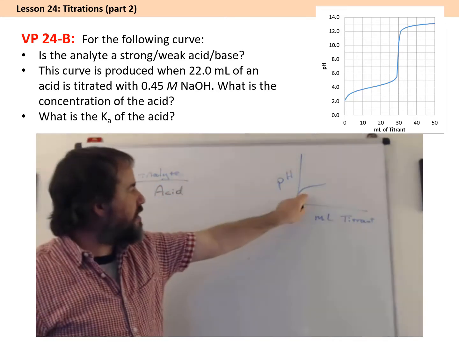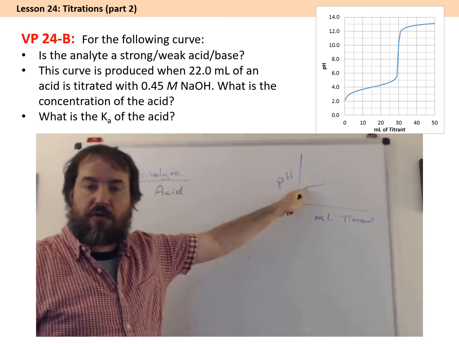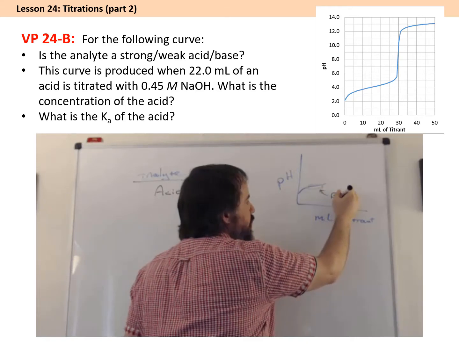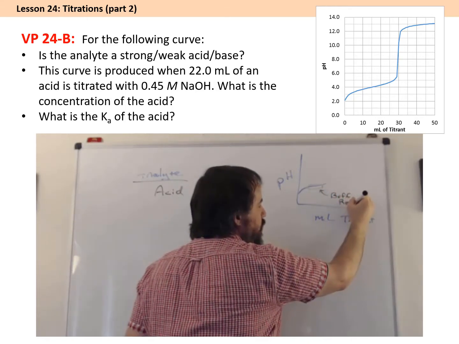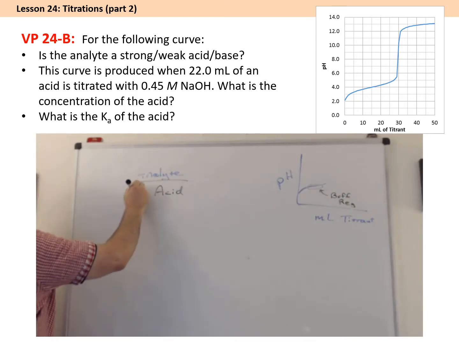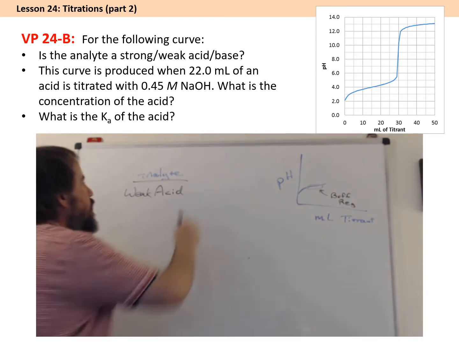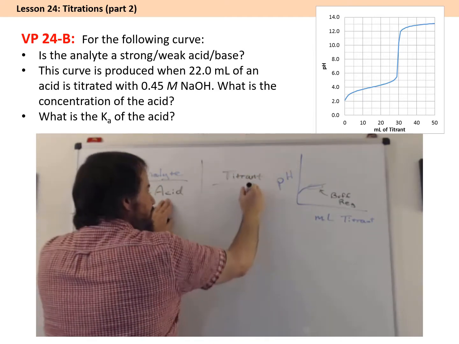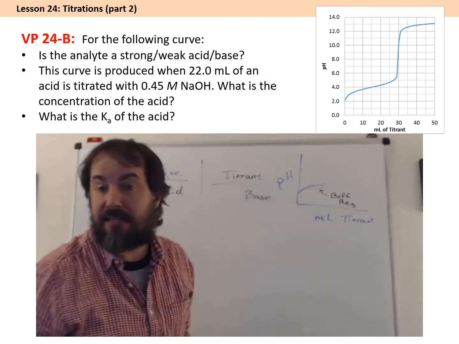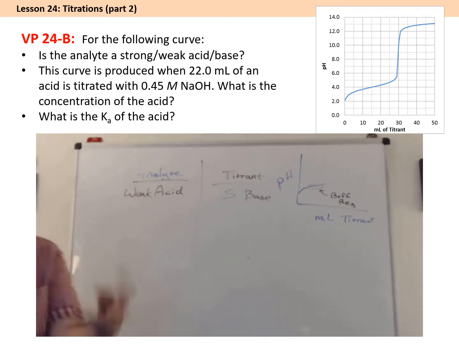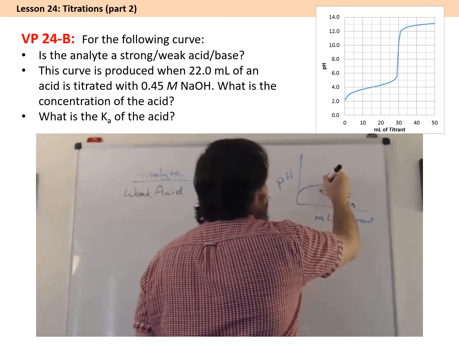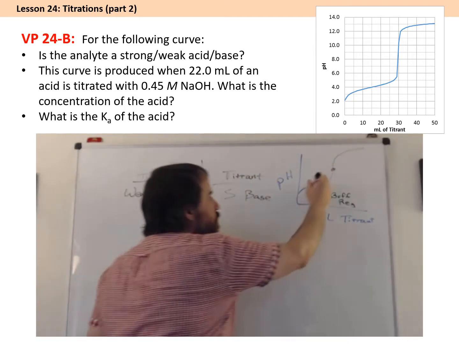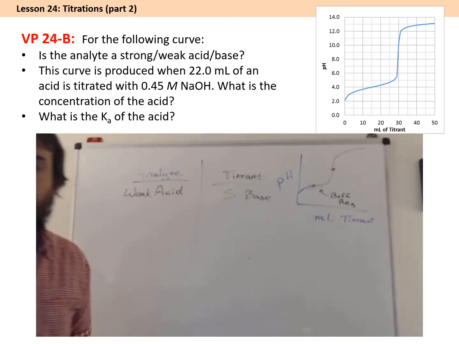And notice what's happening. We see this sharp increase, and then it kind of levels off, where this is my buffer region. So that means that this must be a weak acid. If my analyte is an acid, my titrant must be a base, and it must be a strong base because we don't use weak bases. So this goes up like this. We have our equivalence point right here, and right here, that is our midpoint.